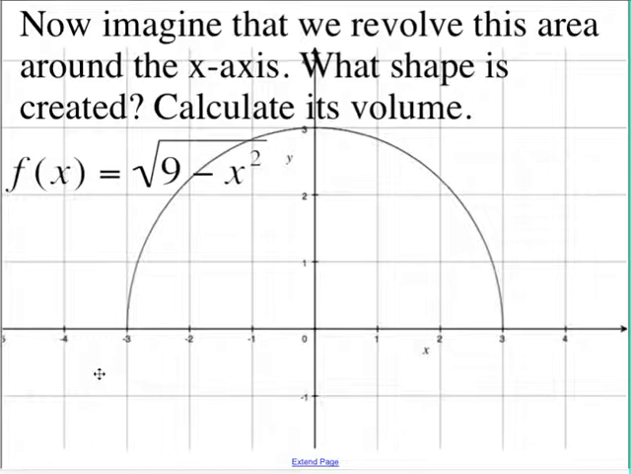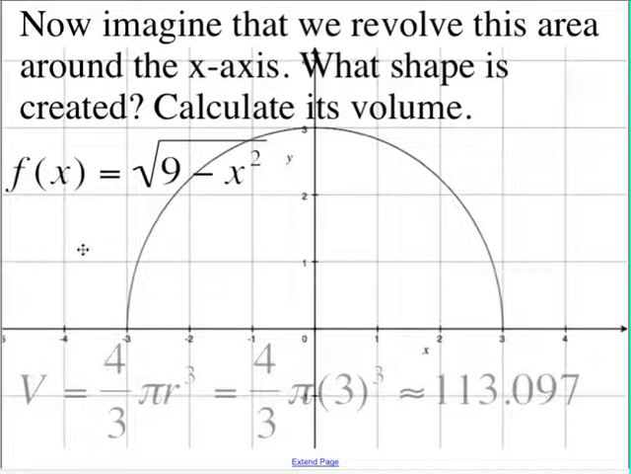So some of you probably said that it would create a sphere, and you are right. And so the sphere formula is 4/3 pi r cubed, and the radius in this case is 3. And so you should have gotten a volume of about 113.097.